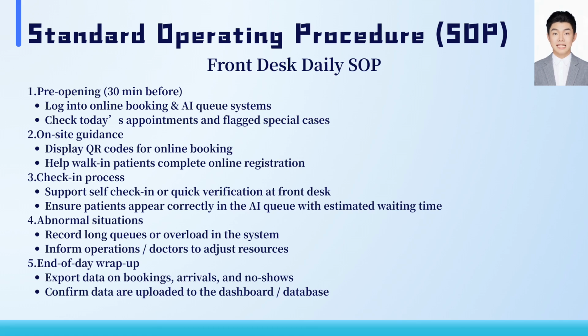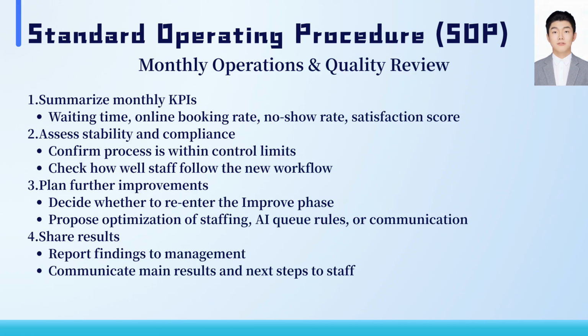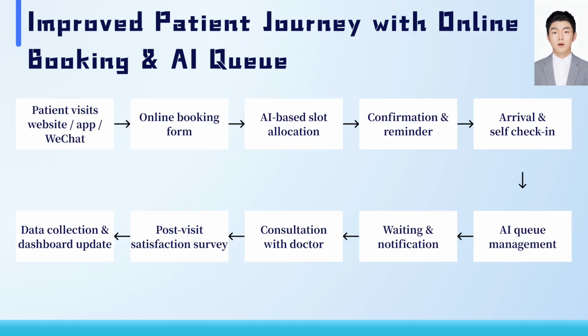Finally, we created standard operating procedures, or SOPs, and checklists for the front desk and the operations team, some of them drafted with the help of LLM tools. These routines define what to check every day, every week, and every month, and how to respond when the process goes out of control. In this way, our control phase does not just deliver a one-time improvement, but builds a system that can sustain the gains and support continuous improvement in the future.